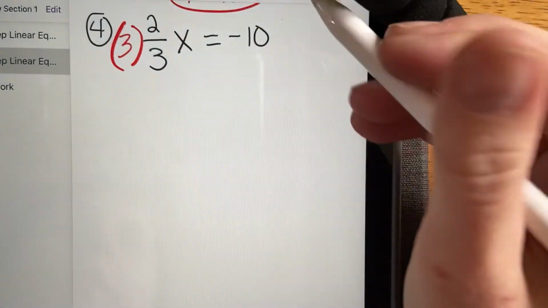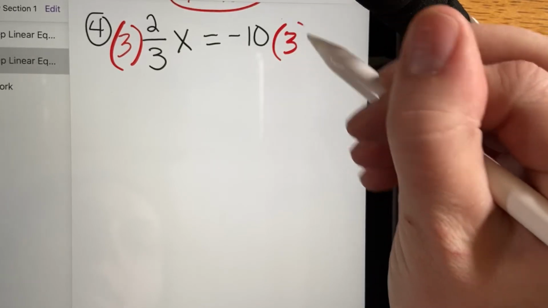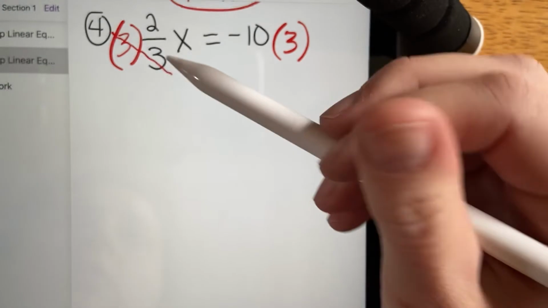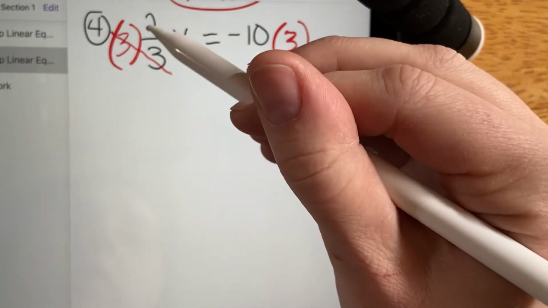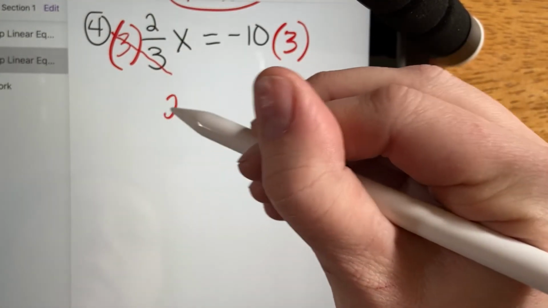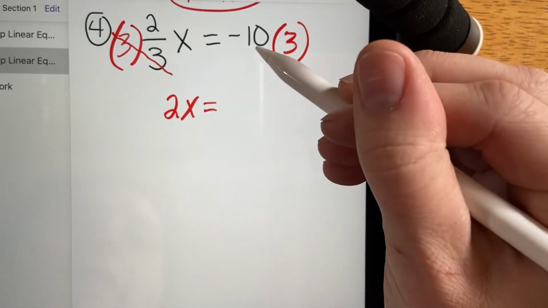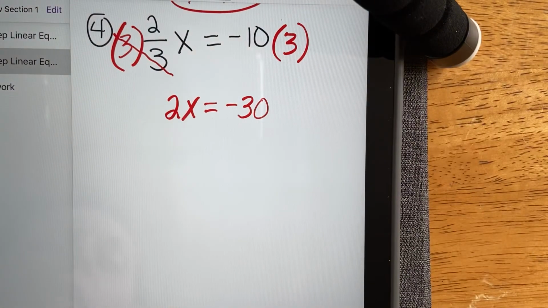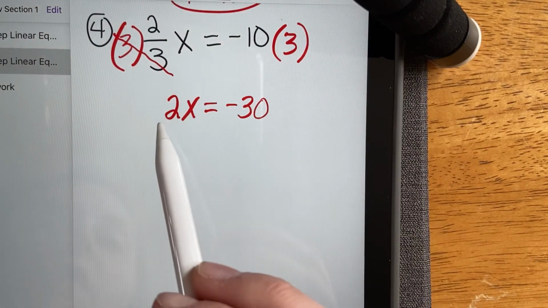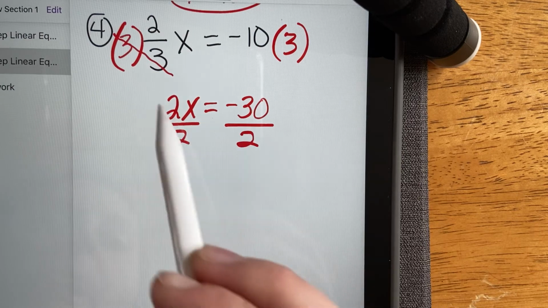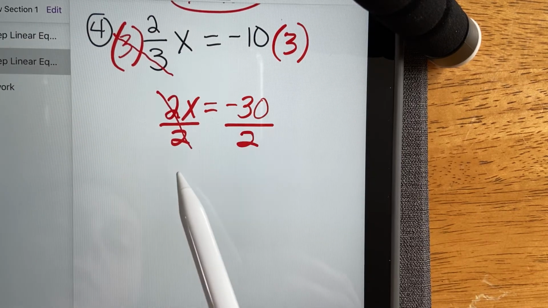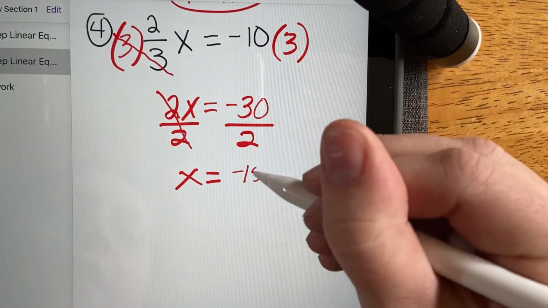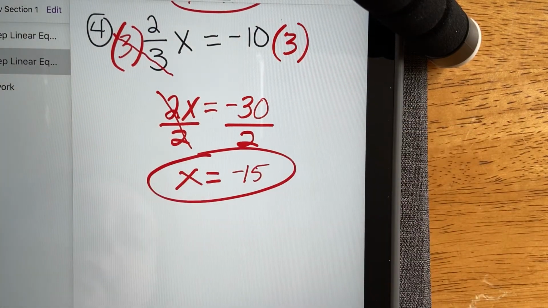I put the 3 in parentheses on both sides. Okay, so 3 times 2/3 makes the 3's cancel. That's going to cancel out. So all we're left with is a 2x, and that's going to equal negative 10 times 3, which is negative 30. Then the last thing you have to do is divide both sides by 2. X is going to equal negative 30 divided by 2, which is negative 15. Circle it. That's your answer.